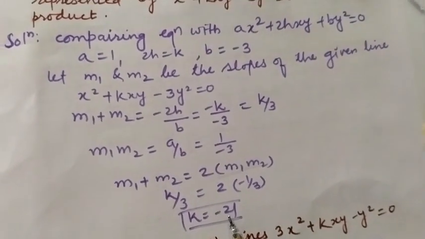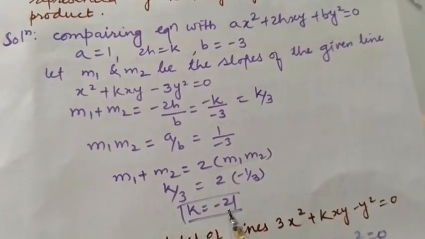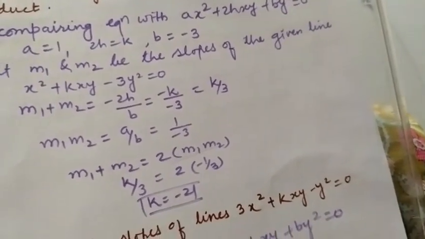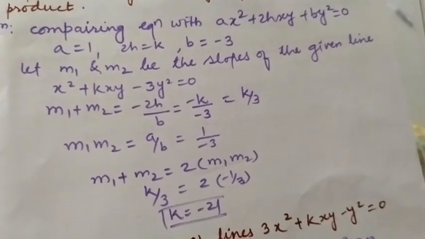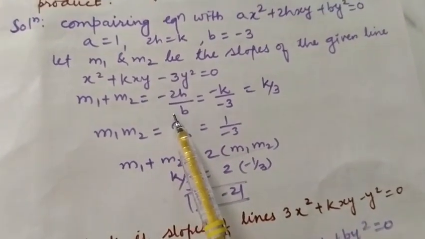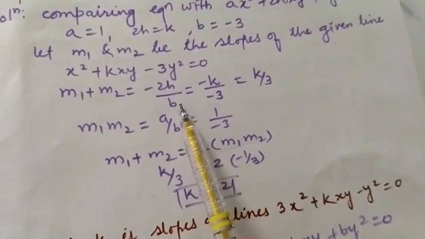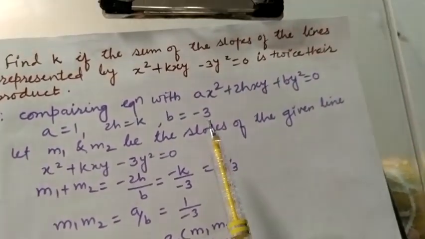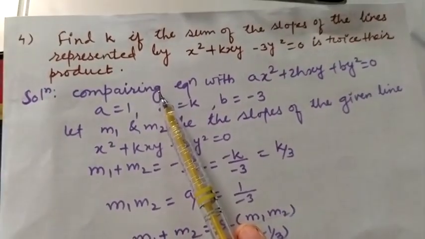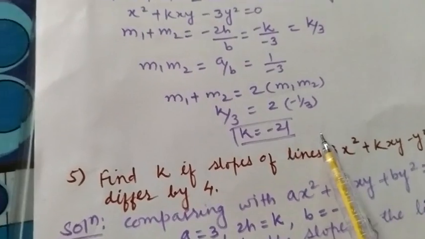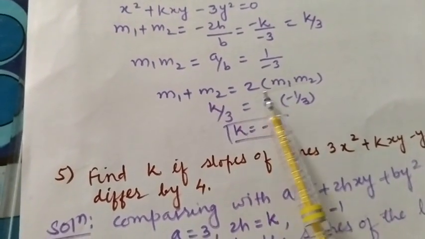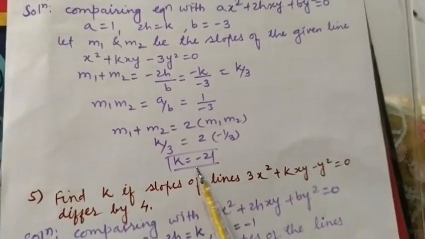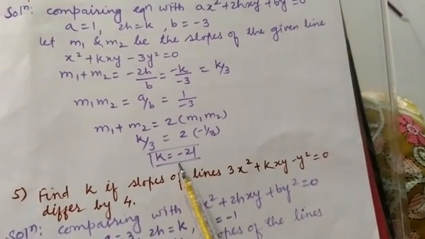Once again, I repeat, what are the things which are very necessary here? You must know the formula for calculation of the sum of the slopes, which is given by minus 2h by b, and the product of the slopes, a by b. Observe the conditions. After the observation of the conditions, put the values in the given condition, simplify this equation, and you will get the required value.